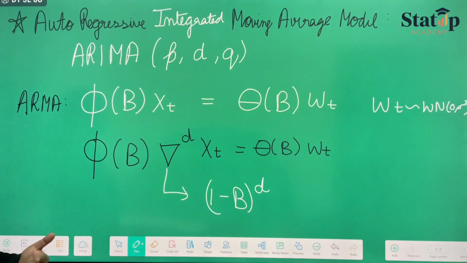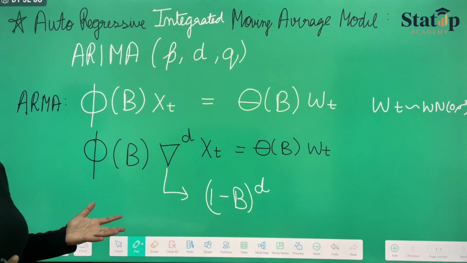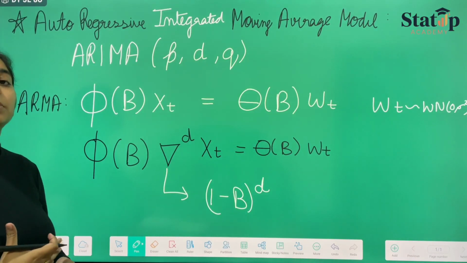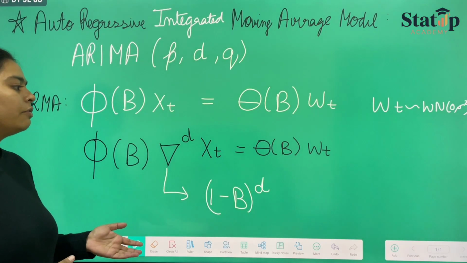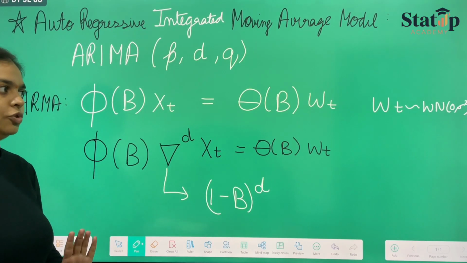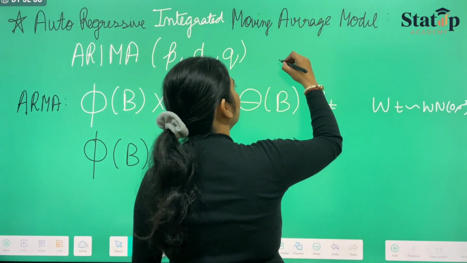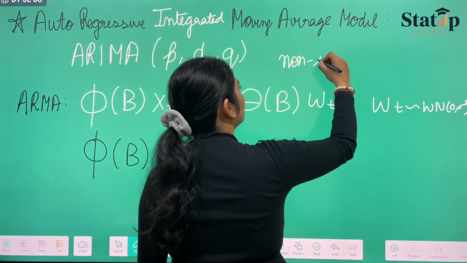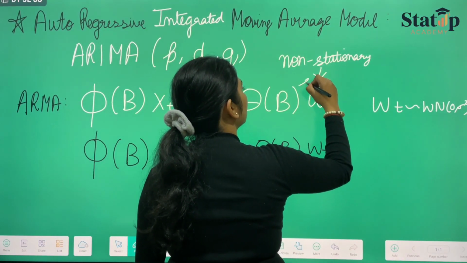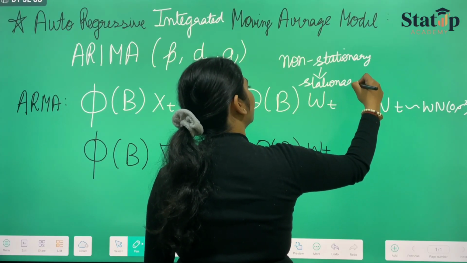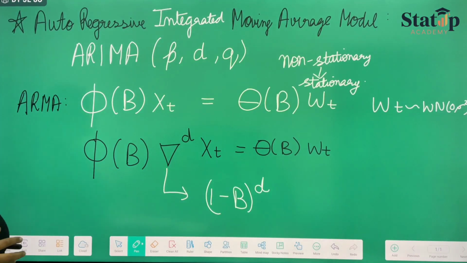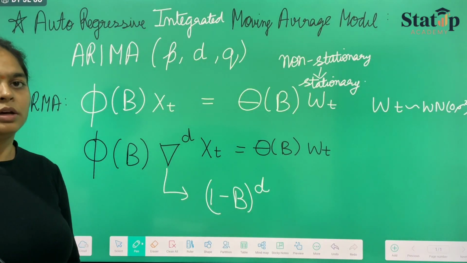Now, how many differences we do to get our integrated model, that is the value of d, the number of differences that we do for our model to become stationary from non-stationary homogeneous. So this model converts non-stationary models to stationary ones. This is the ARIMA model, and it has been asked many times in our exams.